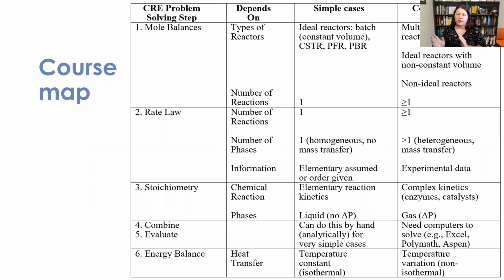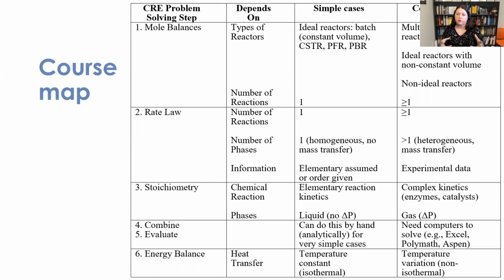There are 6 steps in this algorithm, but in the course, we're going to talk about different types of reactors, and there are simple cases and complex cases. We can have the number of reactions be one or multiple. For the rate law, the things that are going to affect it are how many reactions we have, what phases we have, and what type of information we have. For the stoichiometry step, it's going to be which chemical reactions, which phases. For combine and evaluate, we're going to think about whether this is analytical or some type of numerical technique. And for the energy balance, we're going to think about whether this is isothermal or non-isothermal.